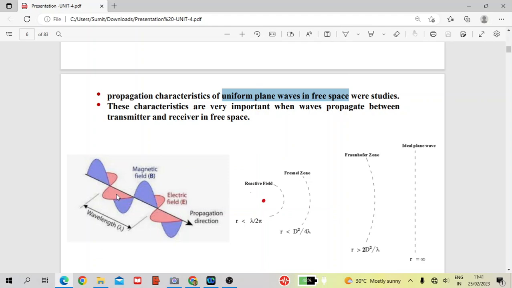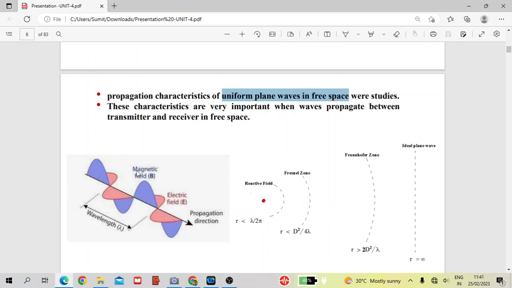So here you can see E and H, they are orthogonal to each other and they are traveling. This is the direction of propagation of the wave. So this uniform plane wave is a TEM wave because E and H are perpendicular to the direction of propagation.